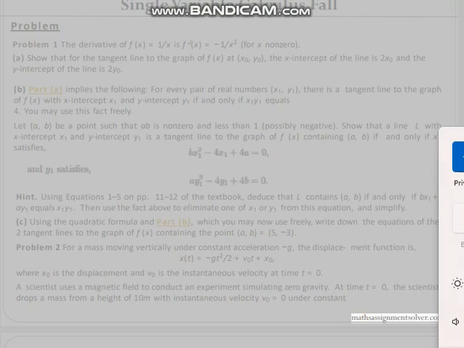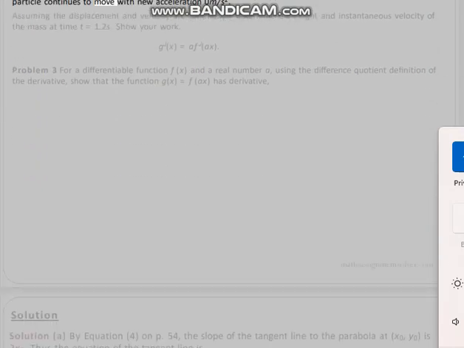acceleration -10 meters per second squared. When the mass drops below height 5 m, the field is switched on and the particle continues to move with new acceleration 0 meters per second squared. Assuming the displacement and velocity are continuous, determine the height and instantaneous velocity of the mass at time t equals 1.2 s. Show your work.